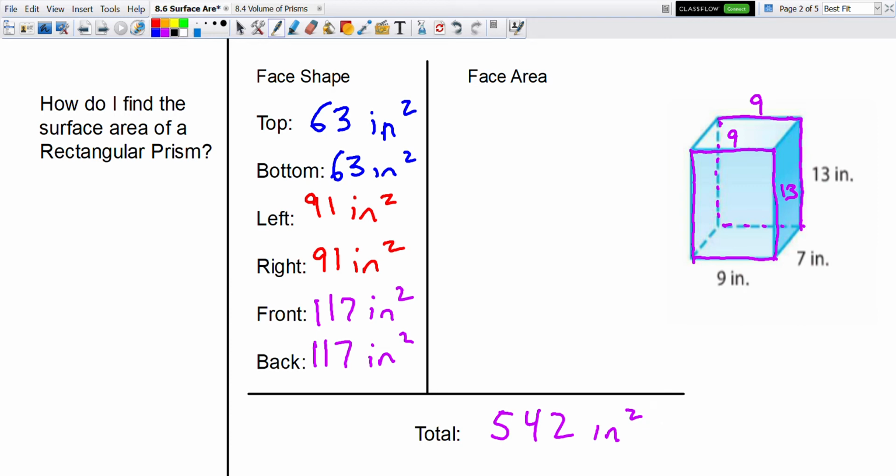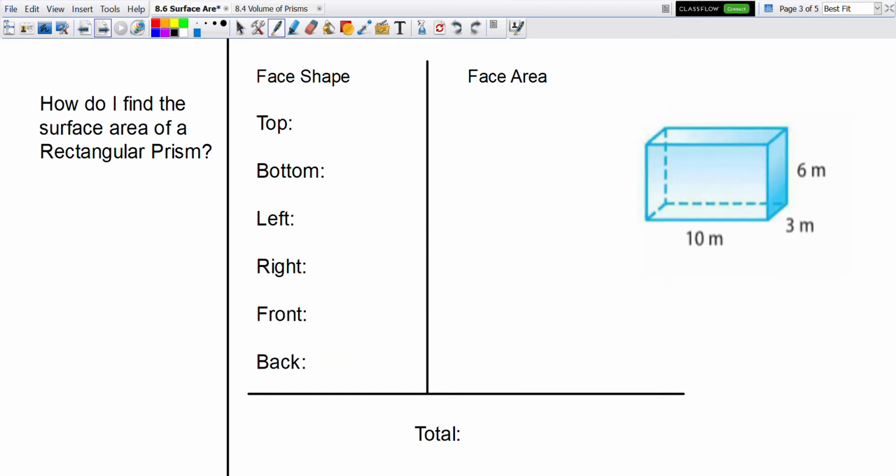A quick reminder here: for the top and the bottom, we did 9 times 7. For the left and the right, we did 7 times 13. And on the front and the back, we had a 9 by 13 rectangle. Okay, got another one here.